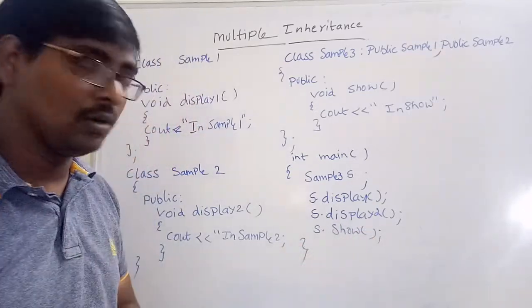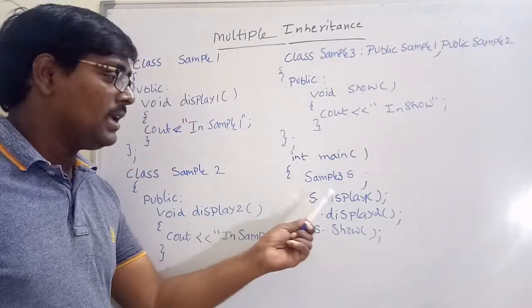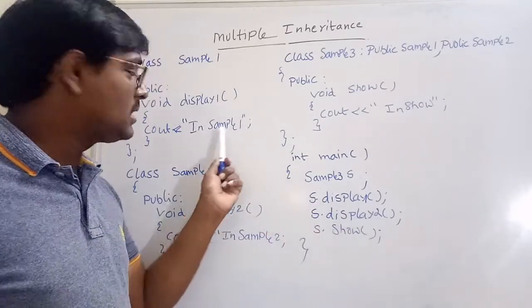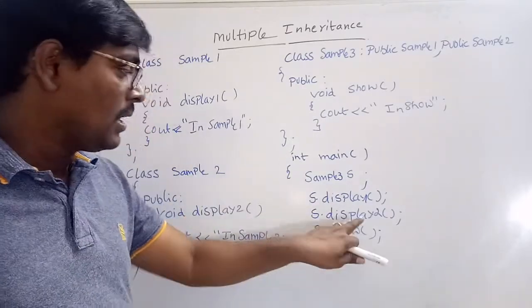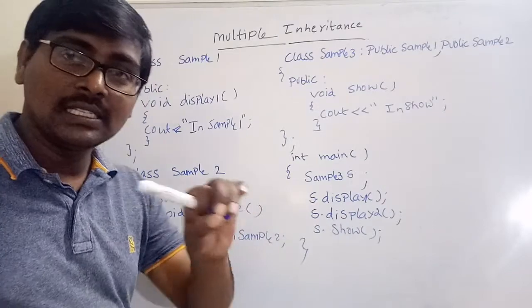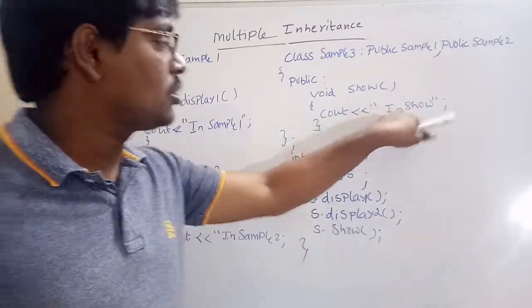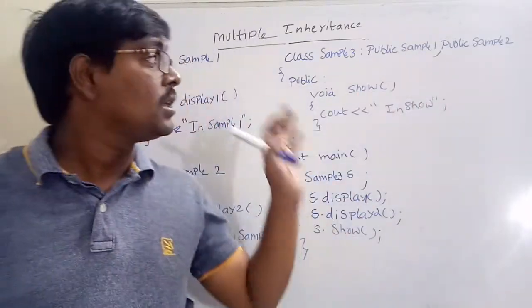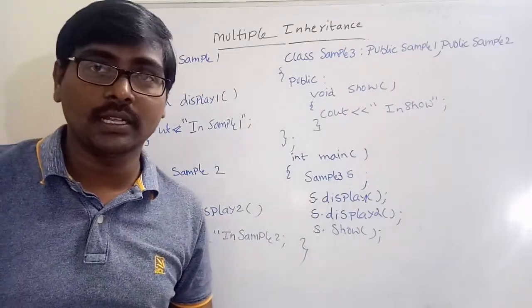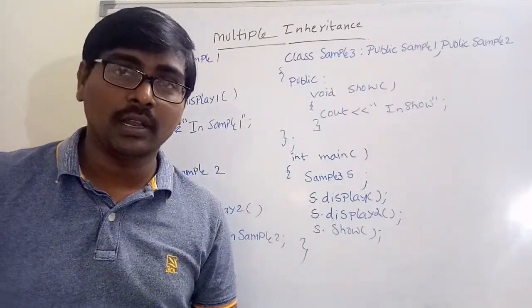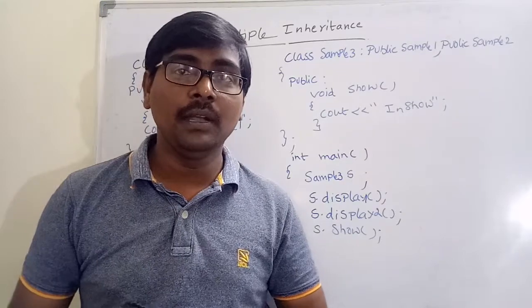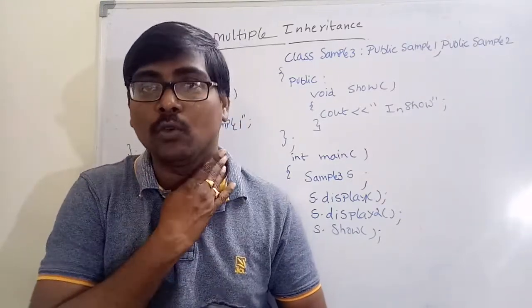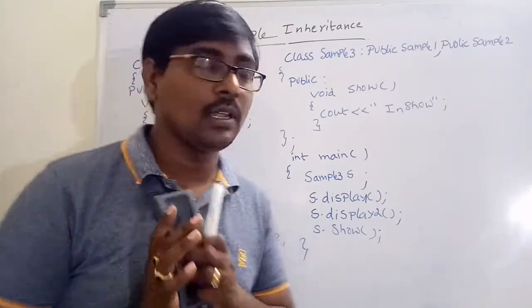So what is the output? Whenever you call s.display 1, "in sample 1" is printed, s.display 2 prints "in sample 2", and s.show prints the show message. This is multiple inheritance. Observe, in multiple inheritance we have an ambiguity. What do you mean by ambiguity?